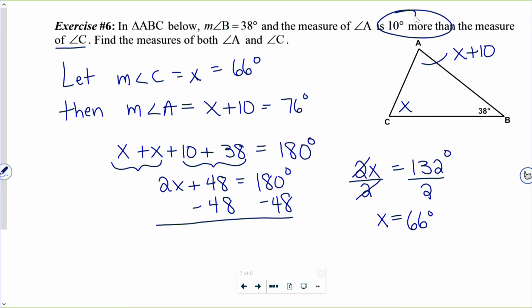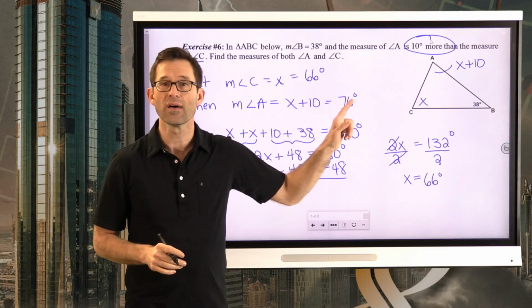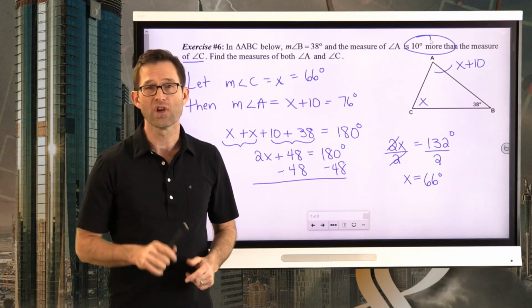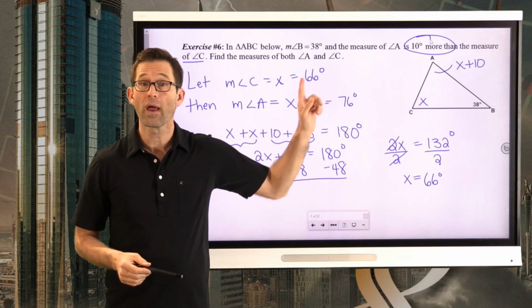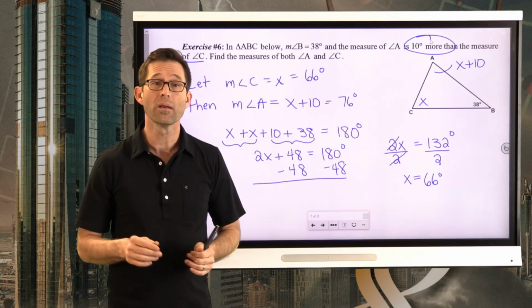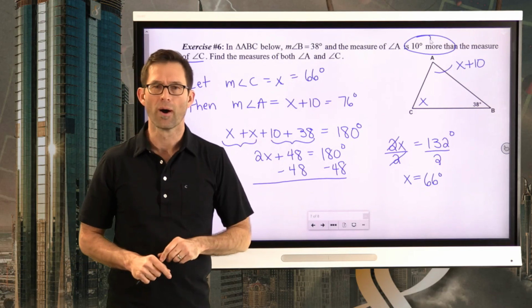One of the great things about this particular problem is that I can simply take the 66, the 76, and the 38, add them all together as a great check. And if I do that, I'll find that I have 180 degrees. If I were to add up those three angles together and I didn't get 180, then I would know that I made a mistake either in my algebra or maybe just in the setup of the problem.